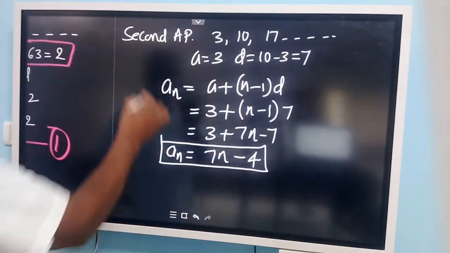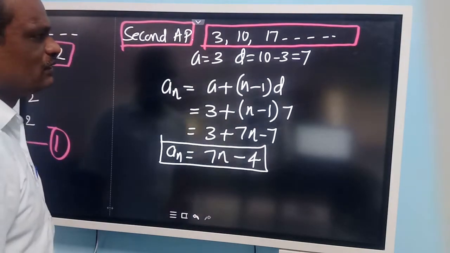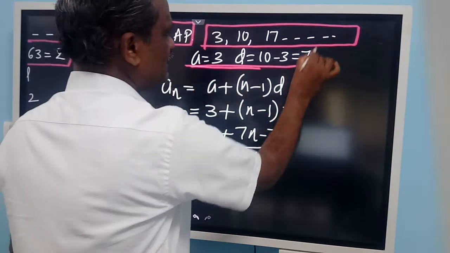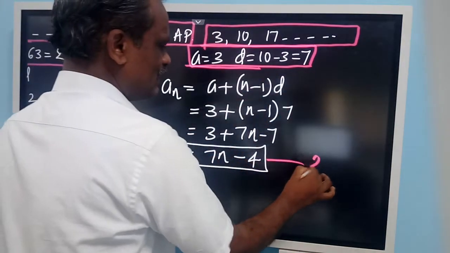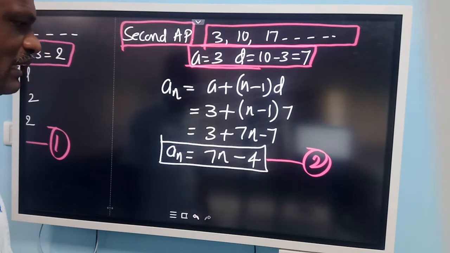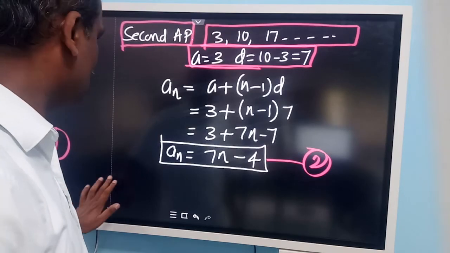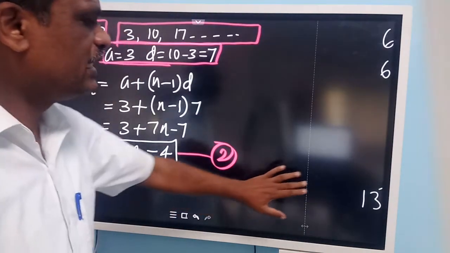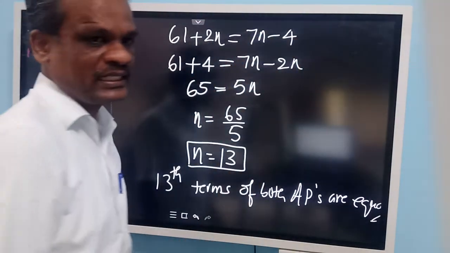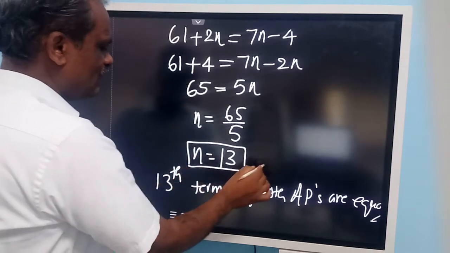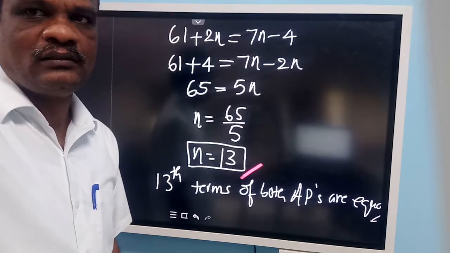Come to the second AP, that is 3, 10, 17. From this you will get A is equal to 3 and D is equal to 7. Substitute in the formula and you will get the nth term of the second AP, that is 7n minus 4. And it is clearly given that both the nth terms are equal. So equate them as per the data given in the question: 61 plus 2n equals the nth term of the second AP. If you equate, you will get the value of n as 13. That means the 13th terms of both the APs are equal.